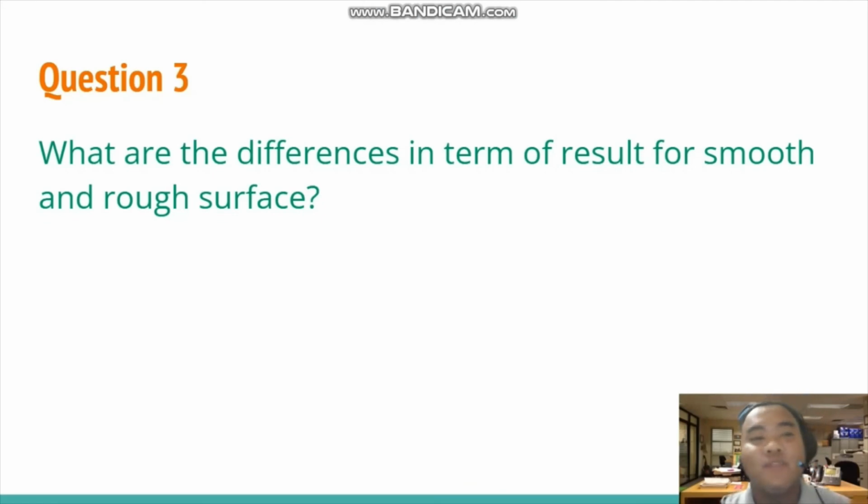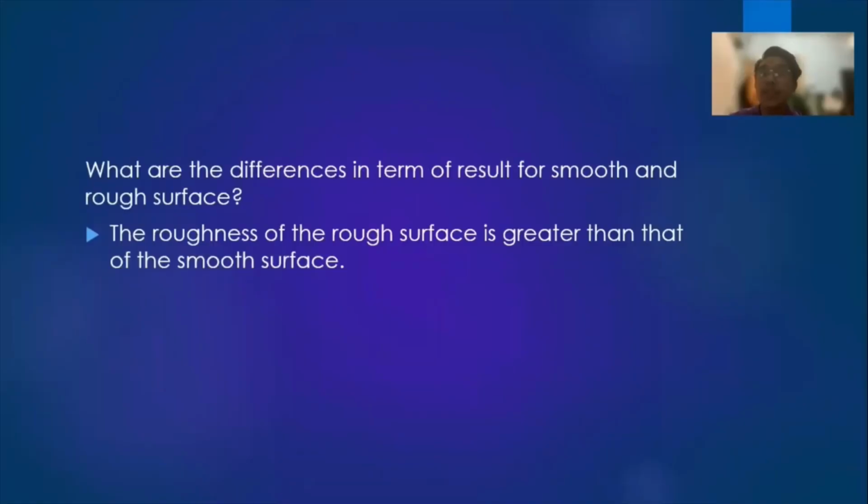Now for the third and last question: what are the differences in terms of result for smooth and rough surface? For the last one, the roughness of the rough surface is greater than that of the smooth surface. As a result, the flow velocity on the smooth surface is higher than the flow velocity on the rough surface at a boundary layer thickness of 16 mm.